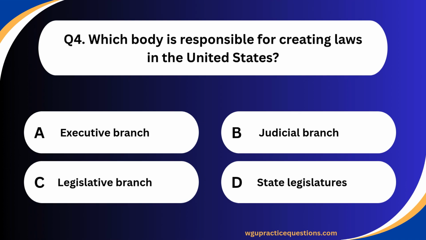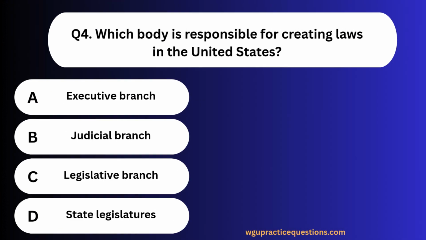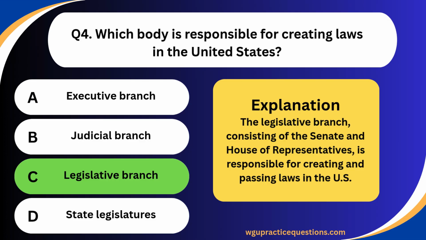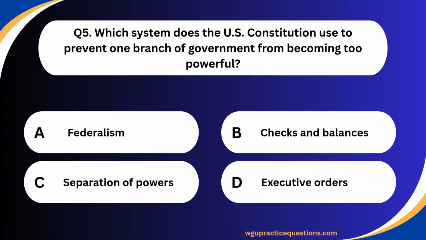Question 4. Which body is responsible for creating laws in the United States? A. Executive branch. B. Judicial branch. C. Legislative branch. D. State legislatures. Which one is the correct answer? The correct answer is C. Legislative branch. Explanation. The legislative branch, consisting of the Senate and House of Representatives, is responsible for creating and passing laws in the U.S.